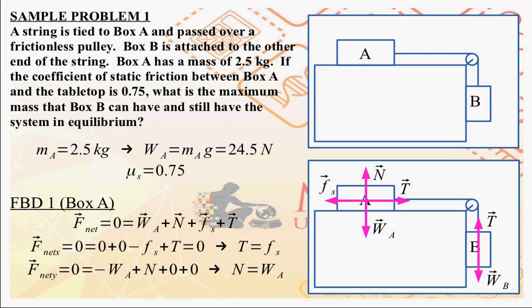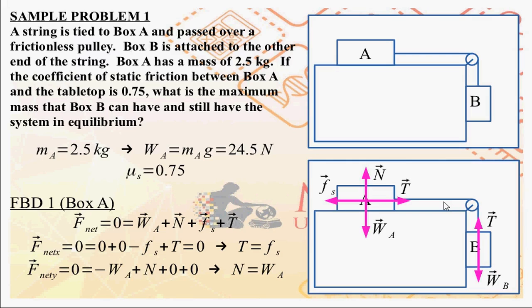Because of the weight of B, B will be pulled downward. As such, the string will be pulled. The string will react to being stretched by producing tension.